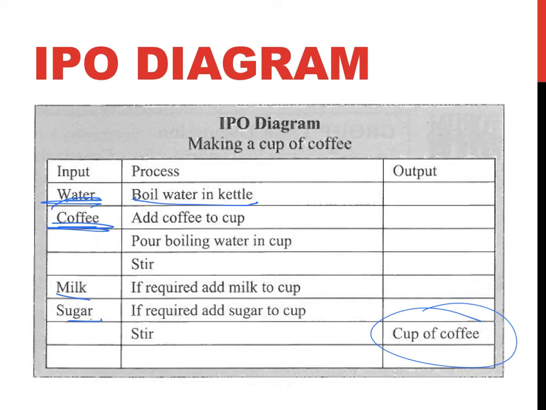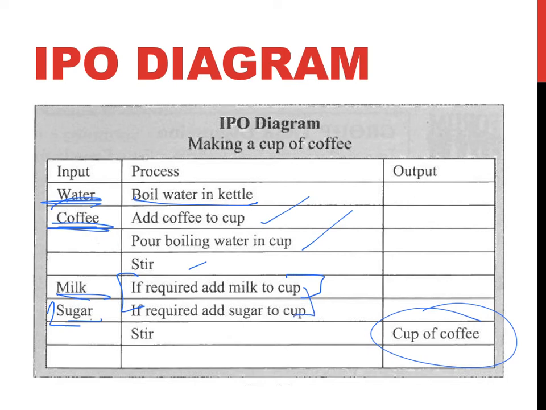So that's my input, but what do I actually do? What process occurs to make the cup of coffee? Well, I have to put it in the cup. I have to pour in the boiling water, and I have to stir it. Then once I've done that, people have milk in their coffee. What happens to the milk? Well, the milk's an input. The process that happens, if required, add it. Same with sugar. If required, add it.